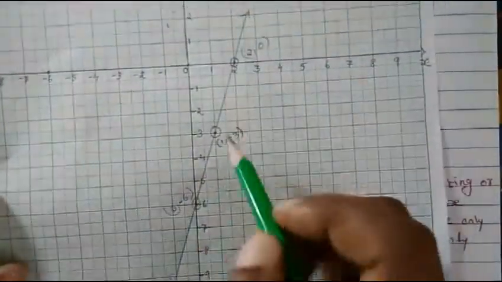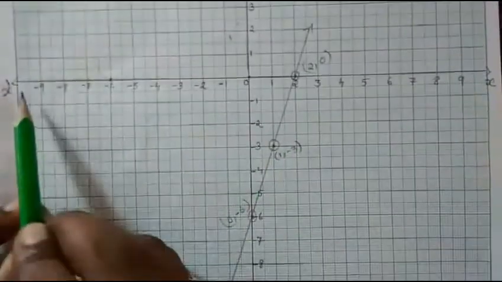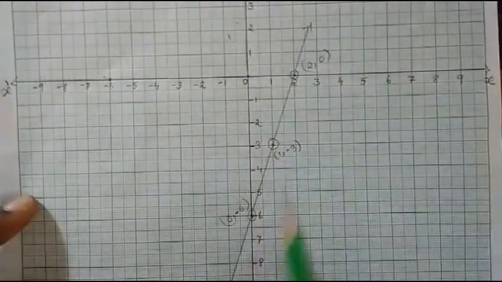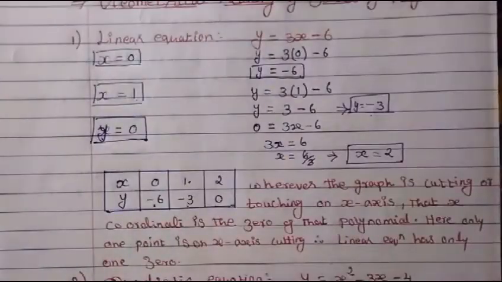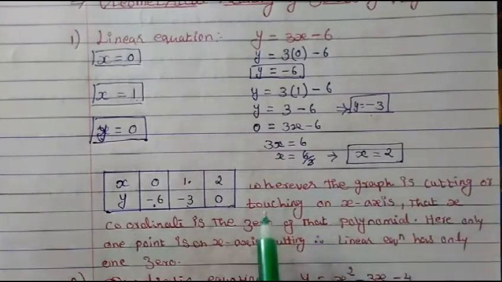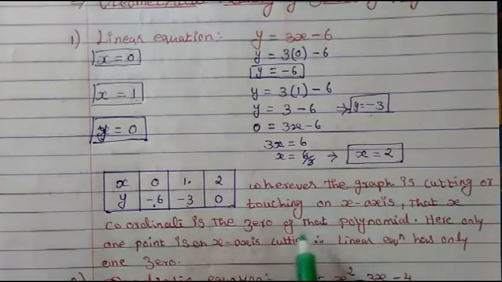So on only 1 point it is intersecting. You have to see where the graph is intersecting the x-axis. On x-axis means this line. On this x-axis, this graph is intersecting at only 1 point. So that means this graph has only 1 zero. So that's what we have to learn. Wherever the graph is cutting or touching the x-axis, that x coordinate is the zero of that polynomial. Here only 1 point is cutting the x-axis, therefore the linear equation has only 1 zero.